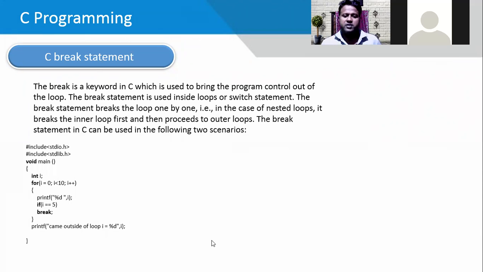The break statement is used inside the loop or switch statement. The break statement breaks the loop one by one. In the case of a nested loop, it breaks the inner loop first and then proceeds to the outer loop. The break statement in C can be used in the following scenario: to stop the looping.